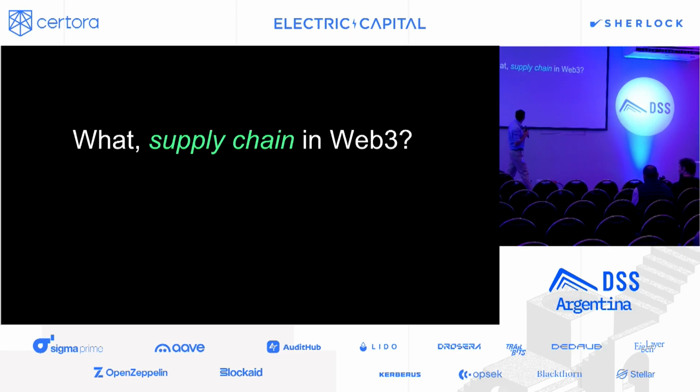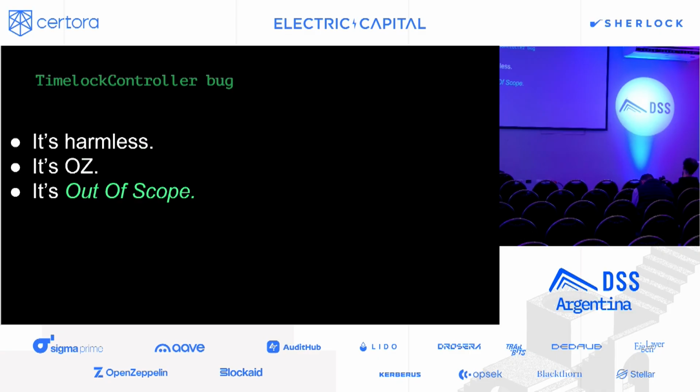So supply chain in the context of Web3 is when you rely on other packages to develop your code, when you rely on extensions for your VS Code, things like that. Anything that helps you to develop your final protocol is what we call supply chain. So the first example that we're going to talk about is a pretty old bug that was uncovered, in a package called time lock controller.